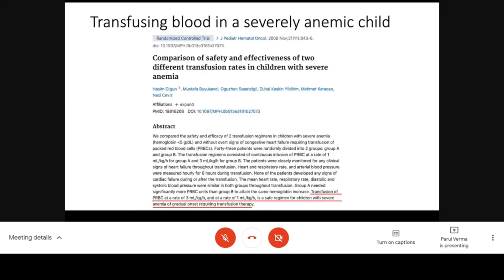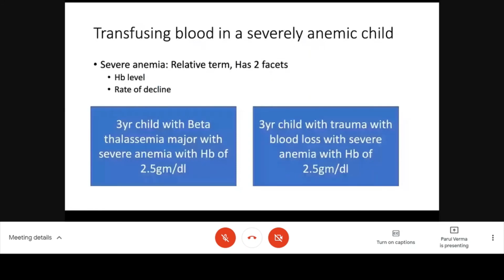Is there any role of partial exchange transfusion or something like that? I'll come to that.